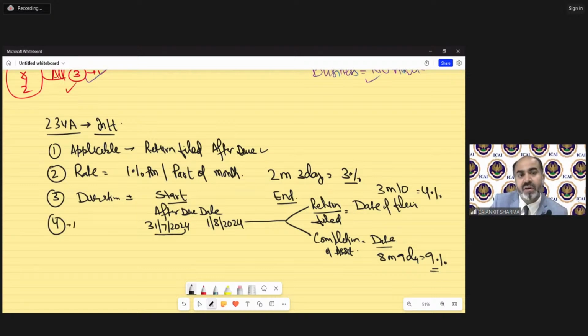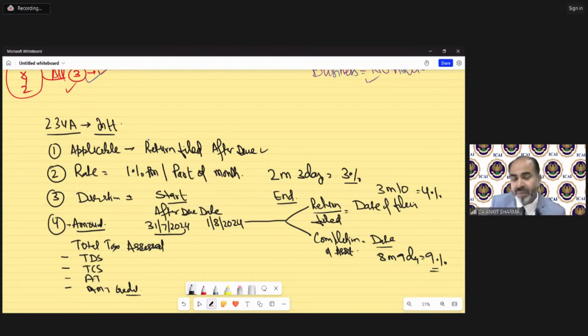Now the last is the amount on which interest is charged. It's the total tax. Whatever is the total tax assessed, less whatever TDS has been paid, whatever TCS has been paid, whatever advance tax has been paid, whatever MAT credit, sorry, AMT credit. What is AMT credit? AMT credit will be discussed in Chapter 9, on 25th and 30th of January. So do not bother about the AMT concept.